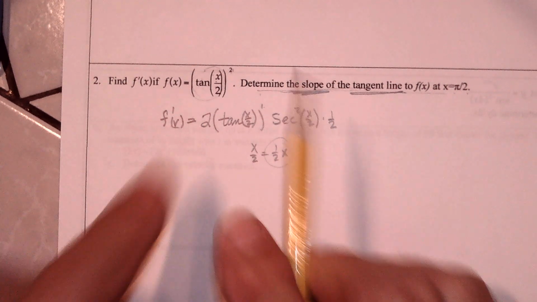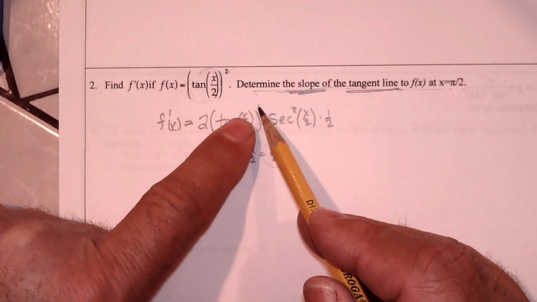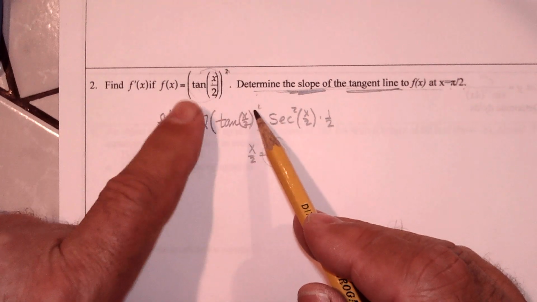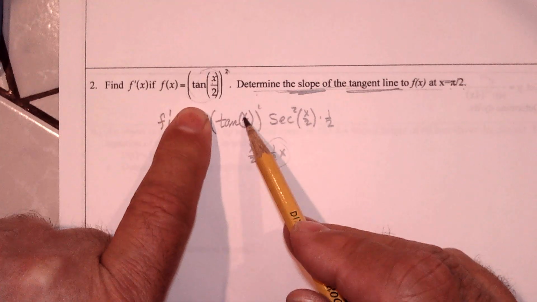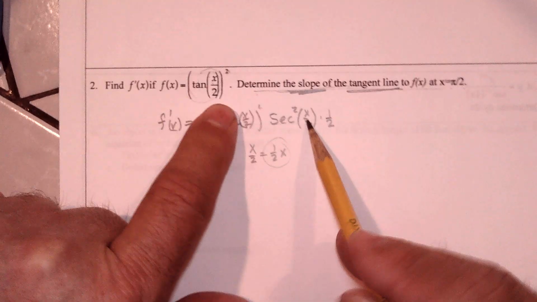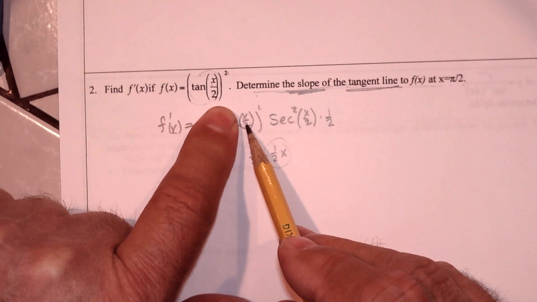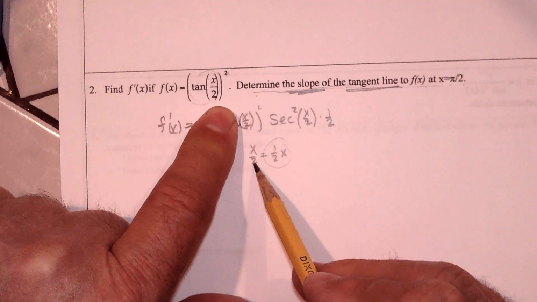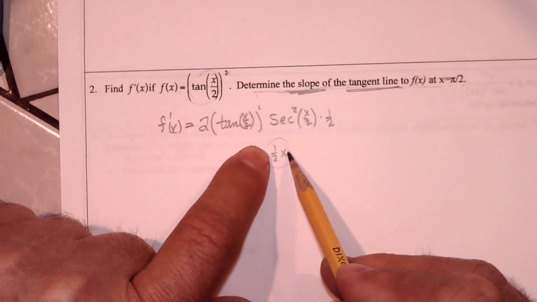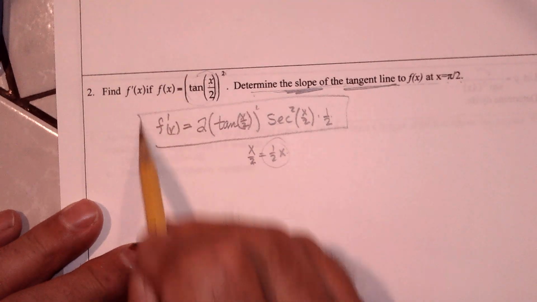So once again, we have something squared, so the derivative is 2 times the something to 1 less power. Then we have inside there a tangent of something, and the derivative of tangent is secant squared of the something. And then the derivative of x over 2, which is the same as 1/2 x, is just 1/2. And so there's the derivative.